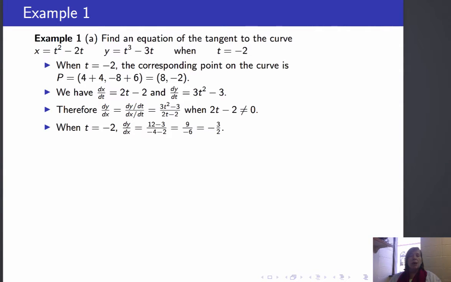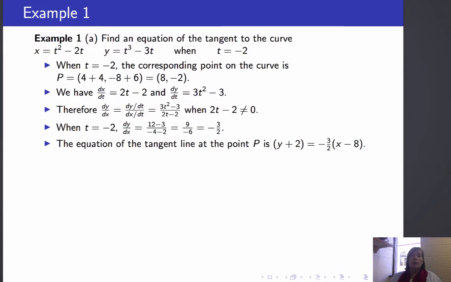Well, when t is minus 2 at our point of interest, we see dy/dx is minus 3 over 2. So we have a tangent that's sloping downwards. And the actual equation of that tangent line at that point is y minus minus 2 equals minus 3 over 2 times (x minus 8). So y plus 2 equals minus 3 over 2 times (x minus 8).